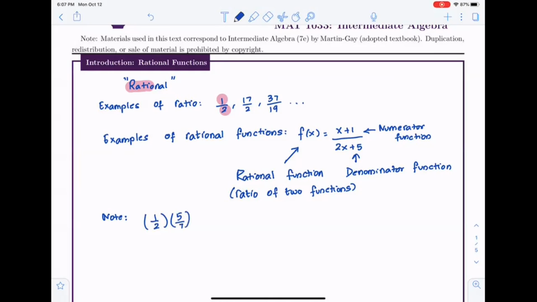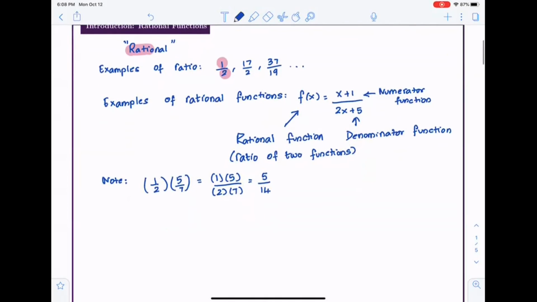5/7, we multiply things directly across. So we do 1 times 5. The numerator gets multiplied with the numerator. The denominator gets multiplied with the denominator. And that would give us 5/14. So I'll call it direct multiplication.